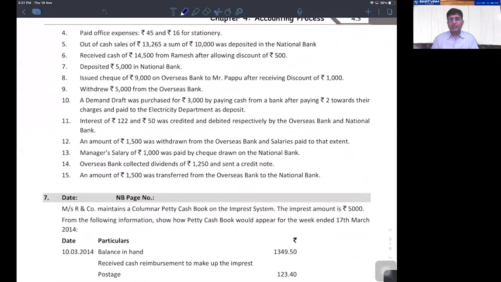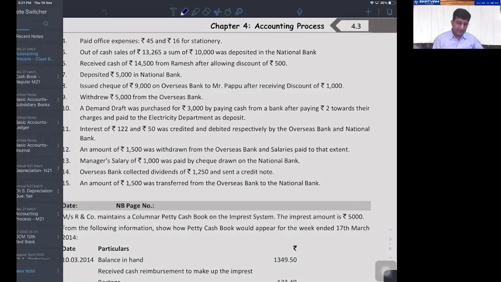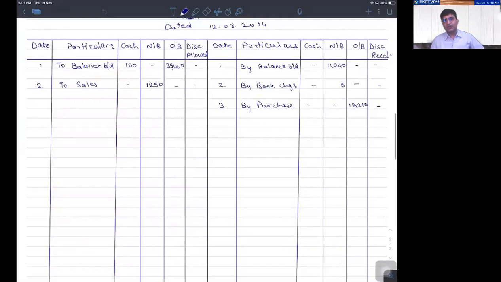Paid office expenses 45 and stationery 16. These are expenses. Entry will be respective expense account debit to cash account.